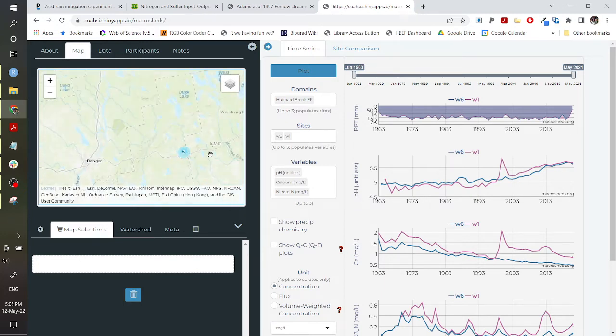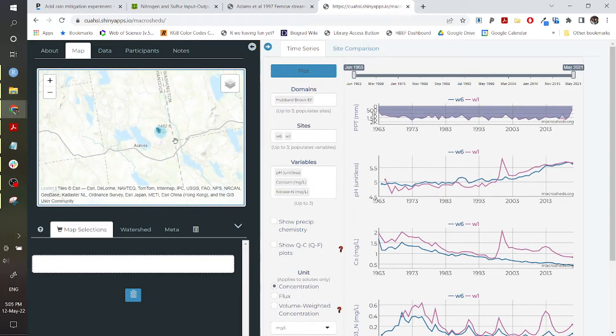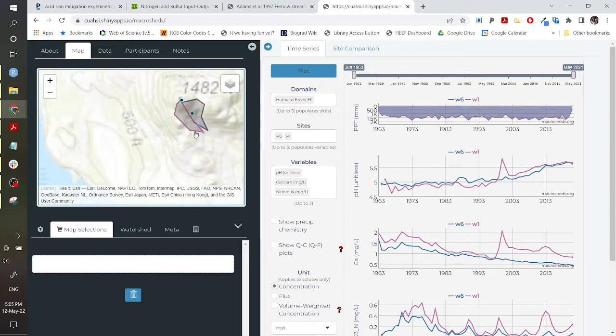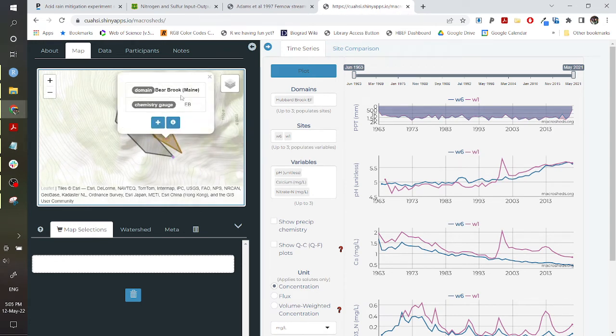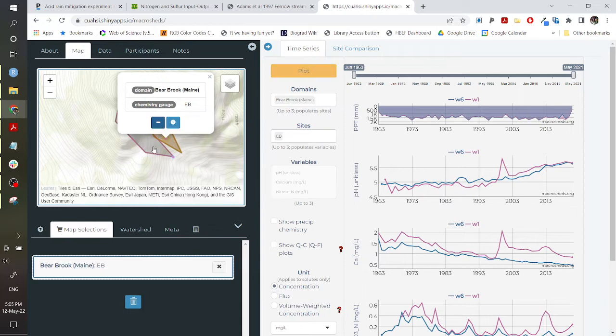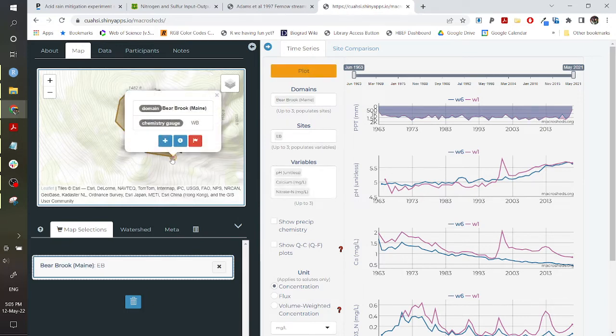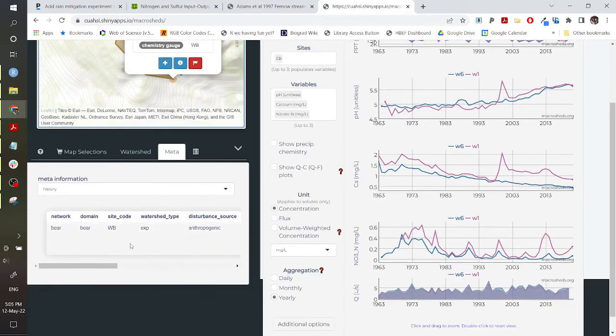So if I navigate to Bear Brook in Maine, we see that there are 2 watersheds. The first is East Branch, which might be our reference. And the second, we notice that when we click on the watershed gauge, it has a flag here. And if we navigate to the flag, we see that West Branch is indeed an experimental watershed and had a chemical addition of ammonium sulfate.